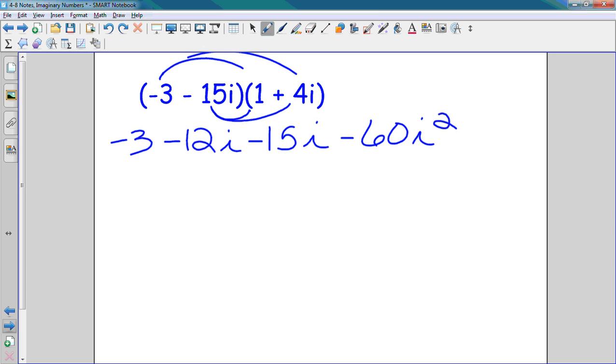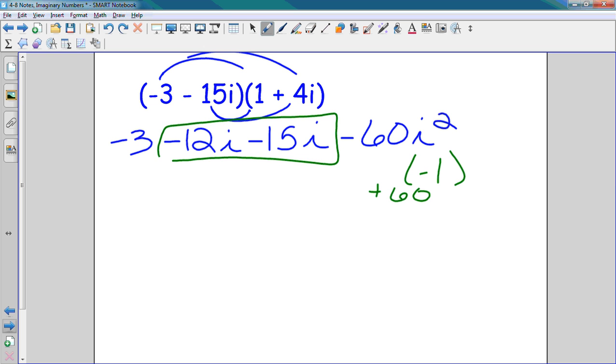Replace your I squared with what? Negative 1 and combine like terms. So this is going to give me a plus 60. My like terms, negative 12i minus 15i is negative 27i. Negative 3 and 60.